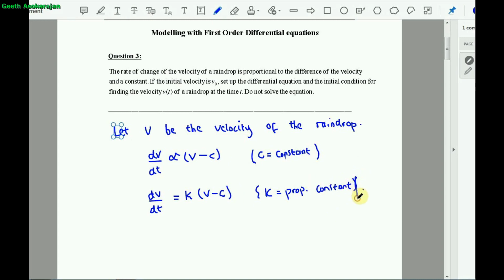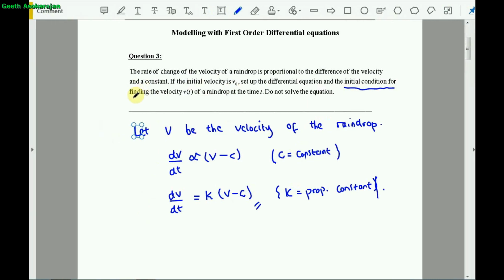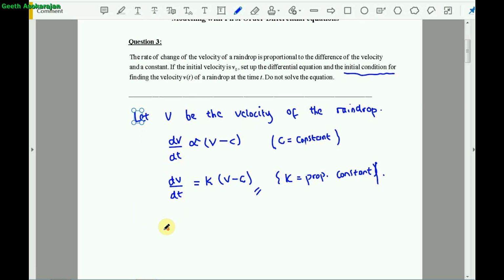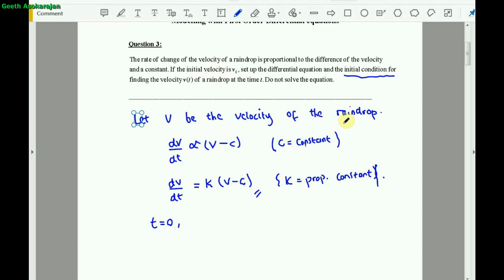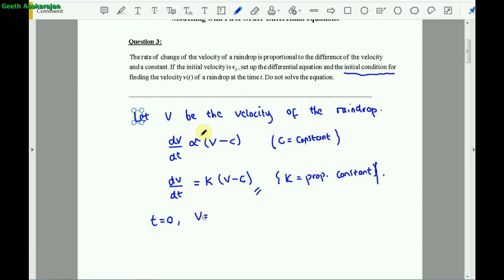And we're not done yet because we wrote our differential equation. Here's our differential equation, but we also need to write down the initial condition. Initial condition relates to what happens when the time small t is 0. So here's our initial condition. When t equals 0, the velocity of our raindrop v, so remember v is the velocity of the raindrop, v is the initial velocity, which is v0. So this over here is our initial condition.